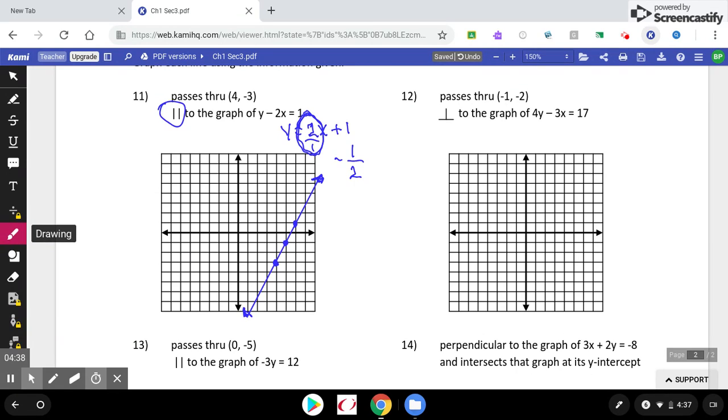Put some arrows on the end. We're done. All right, number 12. Got to get y by itself. Well, here, -1, -2. Might as well graph that first. But the other thing I have to do is get y by itself. So I'm going to move the 3x over.